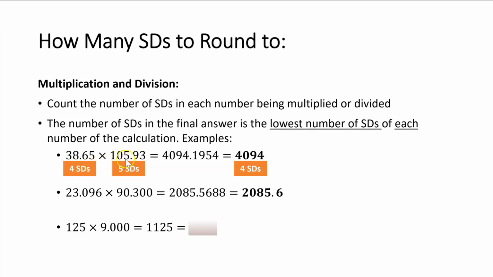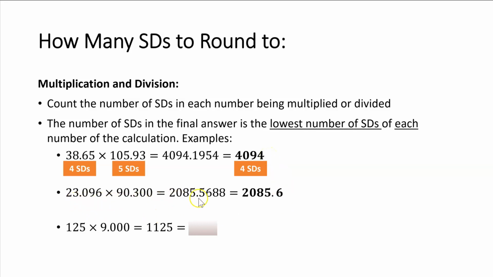105.93 has 1, 2, 3, 4, 5 significant digits. So I look between these two numbers, the numbers I'm multiplying or dividing, and I say the number that has the least amount of significant digits, the 4, that's how many I'm going to round to. So my final answer should have 4 significant digits in it. So I round 4,094.1954 to 4 significant digits, so I round it to 4,094.